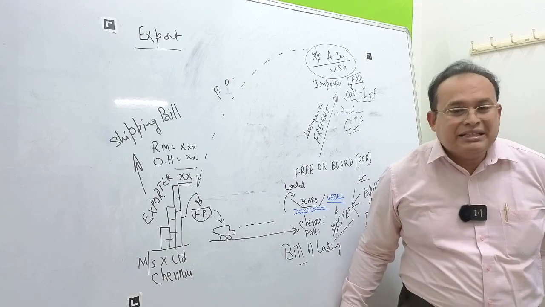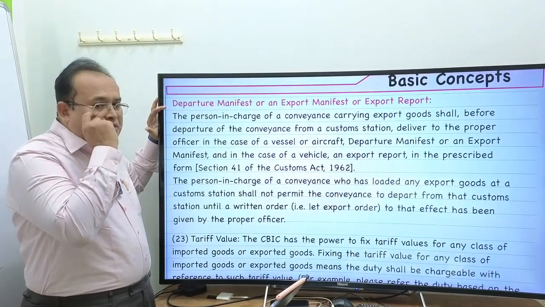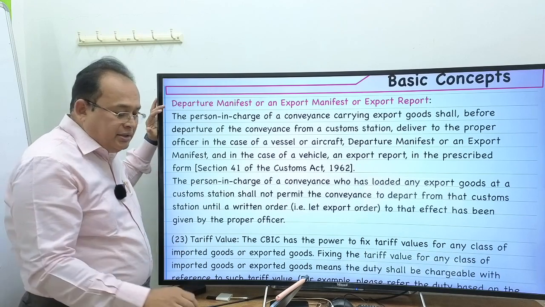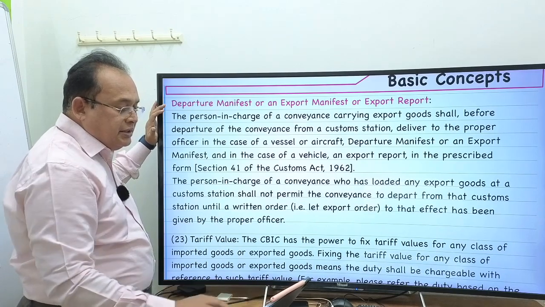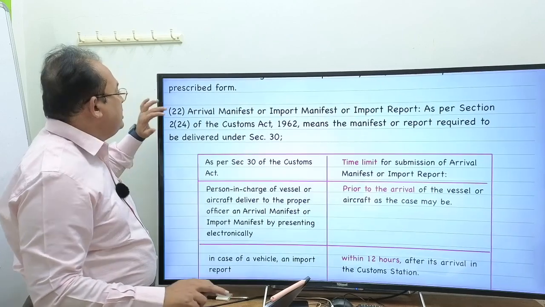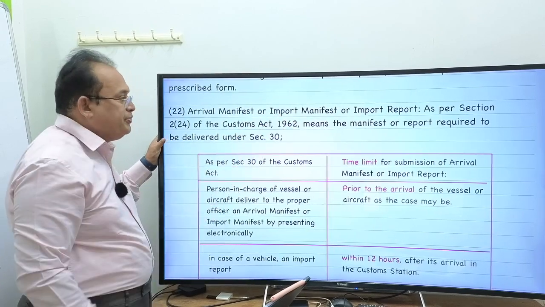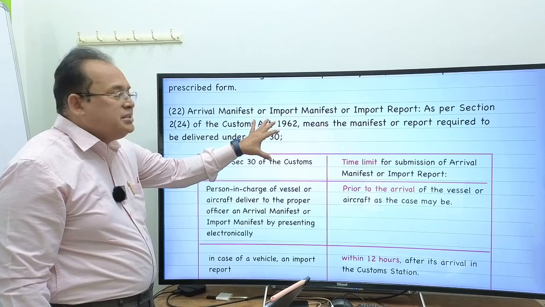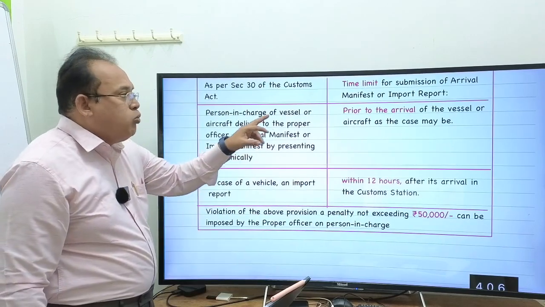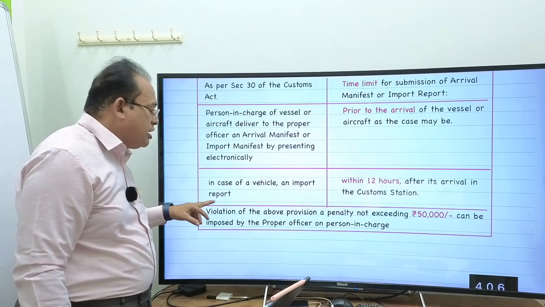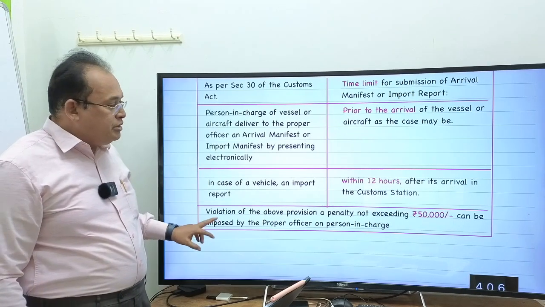Further, having this conceptual understanding, I am bringing to your notice furthermore. Departure manifest, export manifest, export report, you understand? Thereafter, in a simplified manner, the arrival manifest or import manifest, and in the case of land route, import report. Such an arrival manifest or import manifest or the import report should be submitted by the person in charge: in case of an arrival manifest, prior to the date of arrival of the vessel or aircraft. In the case of the import report, it should be submitted in the office of the customs within 12 hours from the time of arrival. Otherwise, you are liable to pay a penalty up to rupees 50,000.